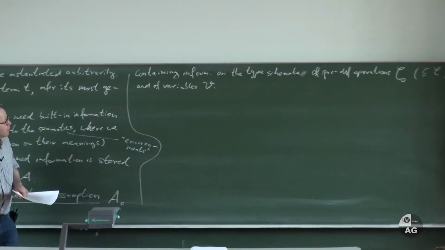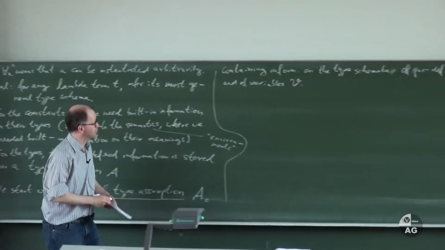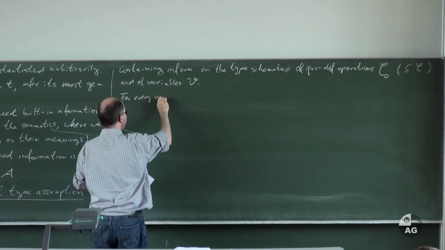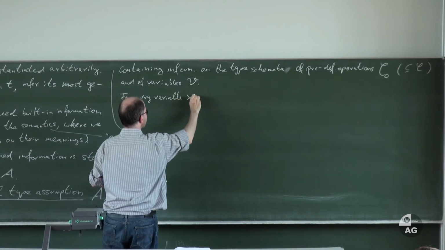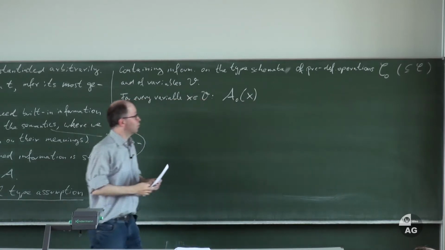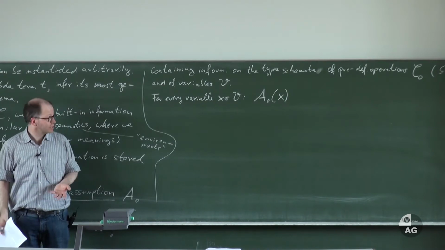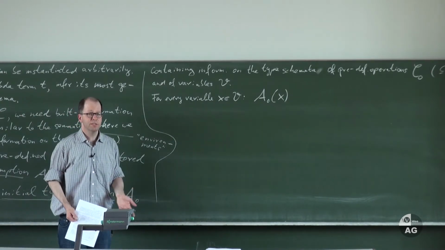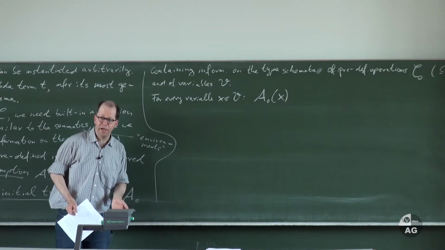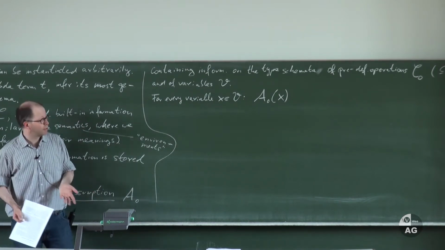And well, for every variable, this initial type assumption gives us the same information. Namely, for every variable x, this initial type assumption tells us what is the type of x. For which types can I use it? Can I use x for integers? Yes. Can I use x for booleans? Yes. I can use x for any possible type. So such a variable x has the most general type possible.